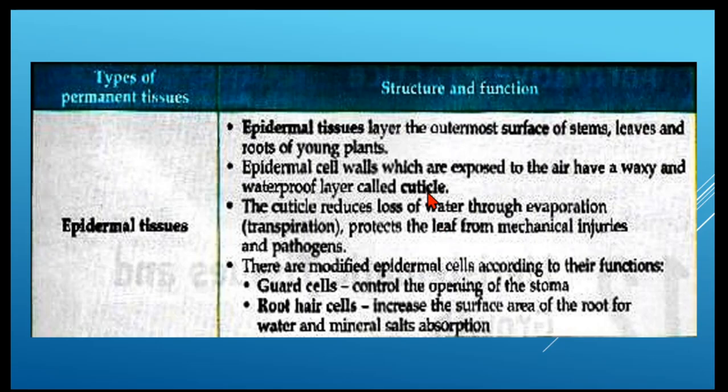Okay, so kenapa ada cuticle? Because the cuticle, we know dia punya function adalah to reduce the water loss during evaporation, in transpiration. Okay, also to protect the leaf from mechanical injuries and also pathogen. So nama pun epidermal tissue ini adalah dia punya lapisan paling atas. Alright. So there are modified epidermal cell according to their function.